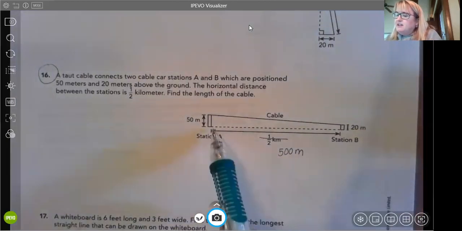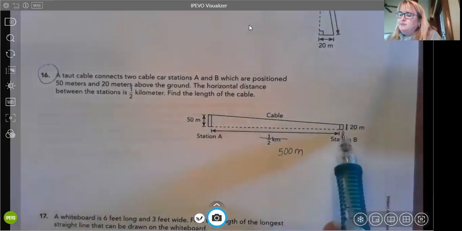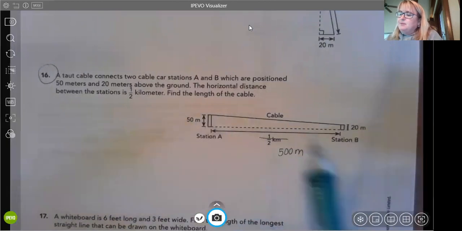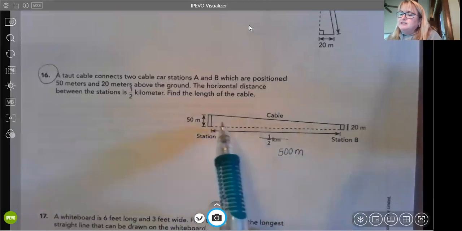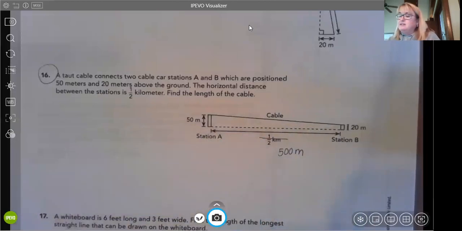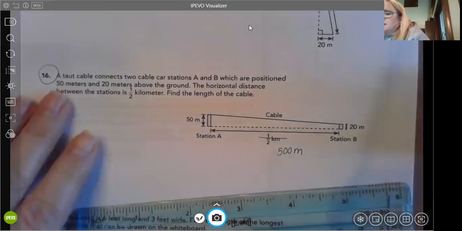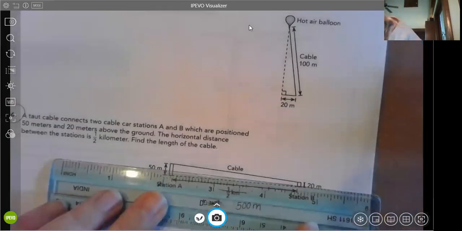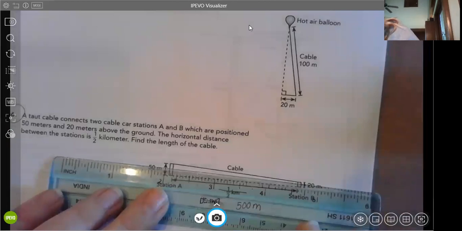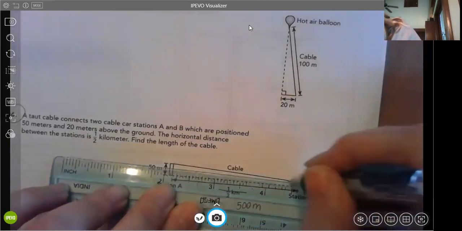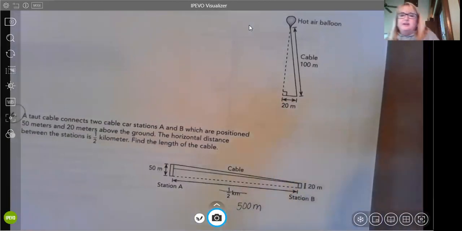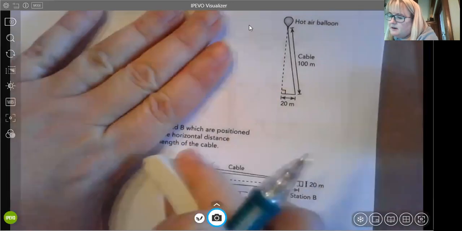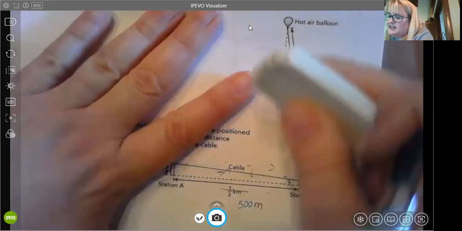Okay, so this dotted line is the ground. Then we've got 20 meters up and then 50 meters up. And so what I'm going to do is draw a line from here straight across, and then I will have a right triangle. Let's see if I can do this fairly. All right, it is not very straight. Clearly not, that's terrible. All right, let's try this again.